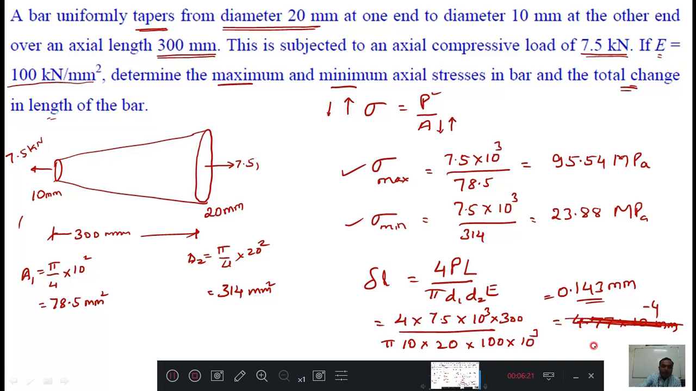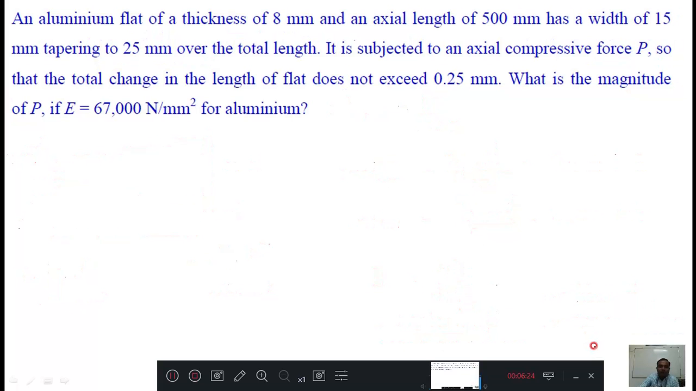Next problem we will go. Here an aluminium flat of thickness 8 mm and an axial length of 500 mm has a width of 15 mm tapered to 25 mm over the length. It is subjected to an axial compressive force P so that the total elongation of the flat bar does not exceed 0.25 mm. What is the magnitude of P if E is this much for aluminium?